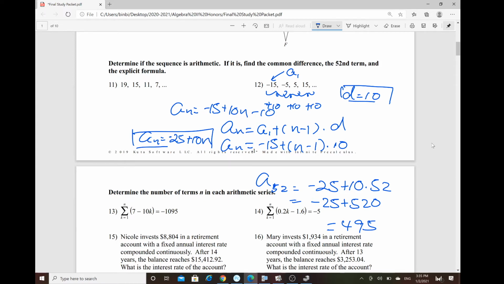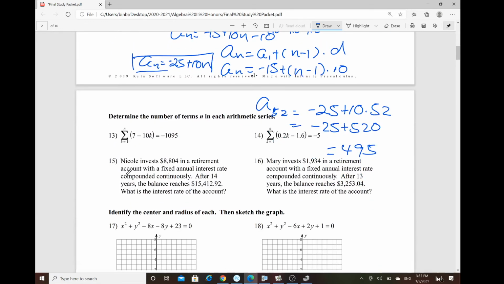And then the next one, it's about determining the number of n in each arithmetic series. So basically this one is giving you the sum. So the quantity here, the parentheses, is giving you the recursive formula for the sequence. So what we need to do, we need to expand it, and then we need to set the sum equals negative 1,095.